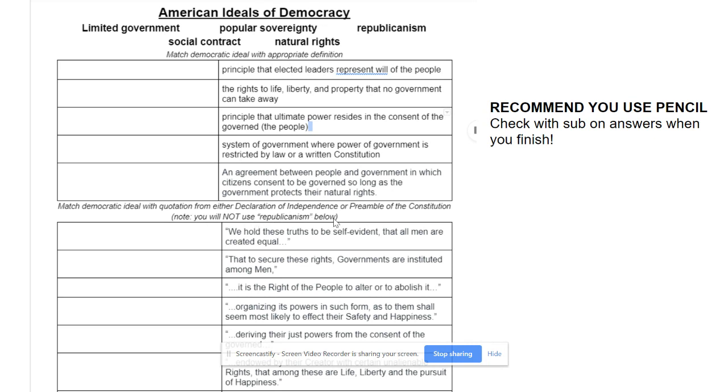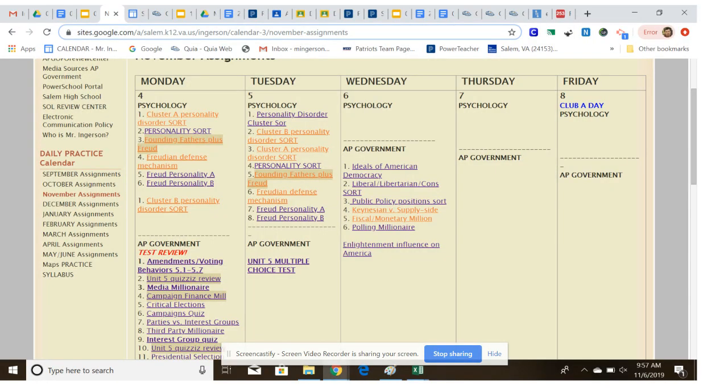When you're done with that, one more thing. Go to my site and you will see number 1 under Wednesday the 6th, it says Ideals of Democracy. That's a quiz. You need to take that quiz. So number 1, Ideals of Democracy, take the quiz. And you can do it a couple times if you needed to, but you should get it right.